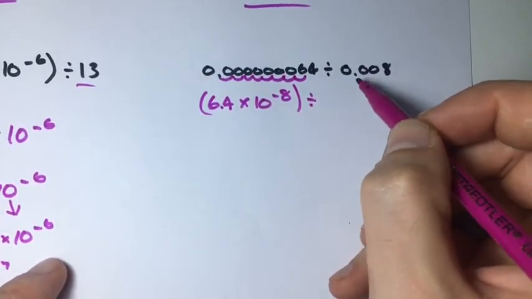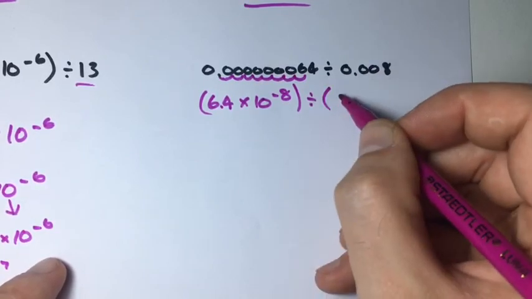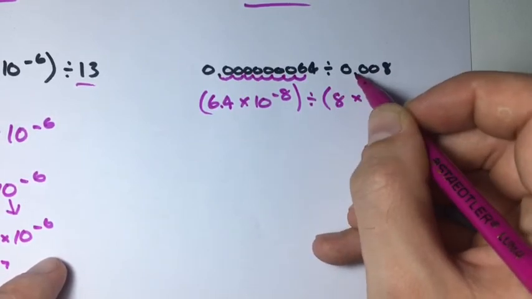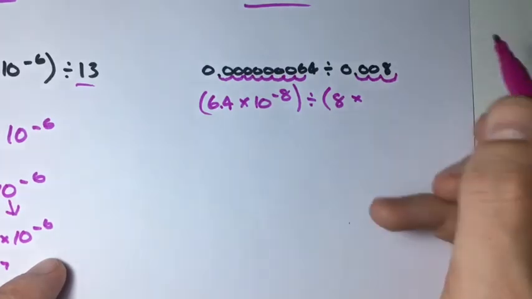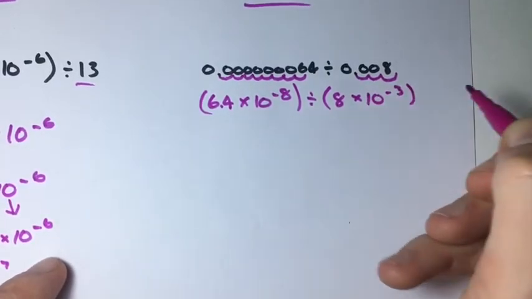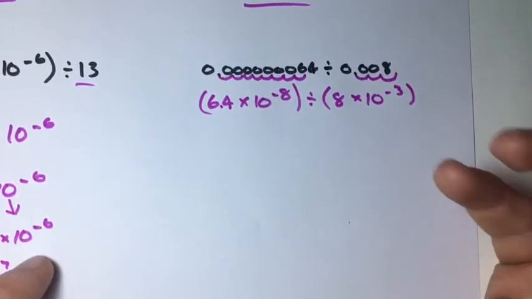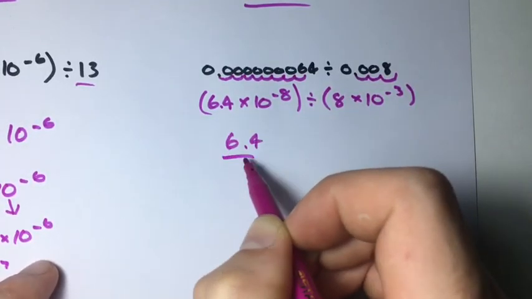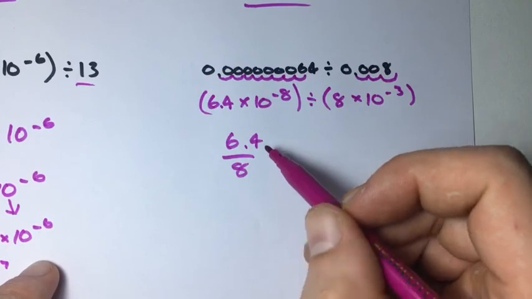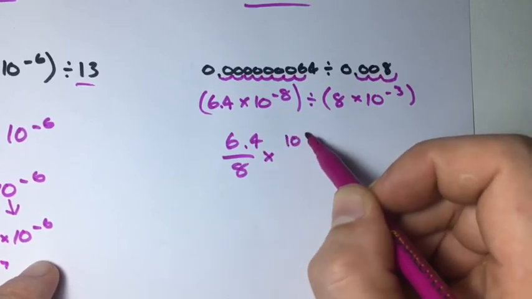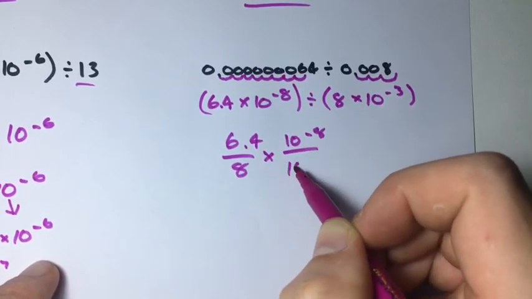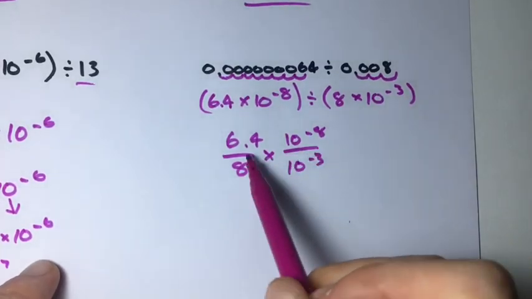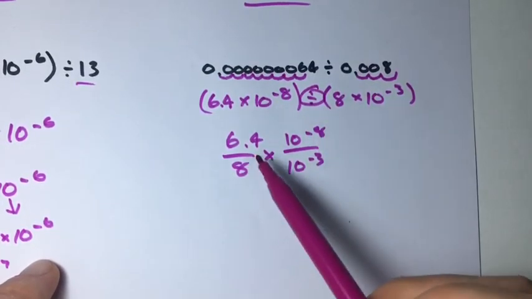And we're going to divide that. We're going to change this also. So it's going to be 8 times 10 to the negative 3, counting 1, 2, 3. Now it's much easier to work with. We can rewrite it as 6.4 over 8 times 10 to the negative 8 over 10 to the negative 3. Now why over? Because of this. It's divided by.